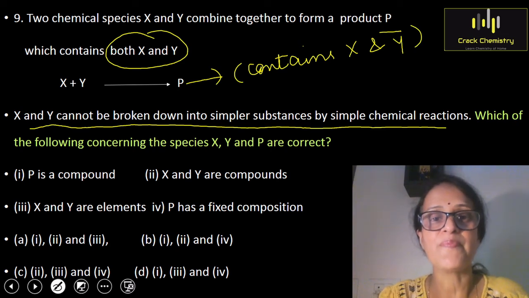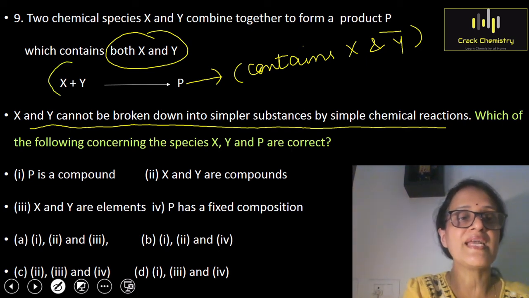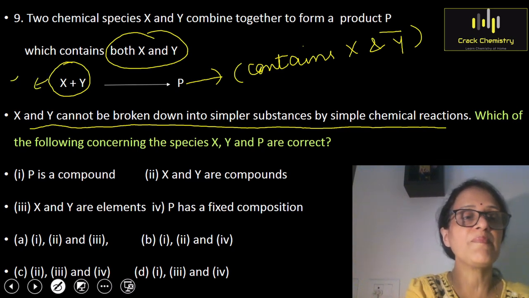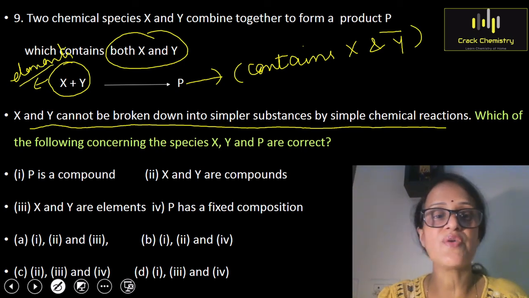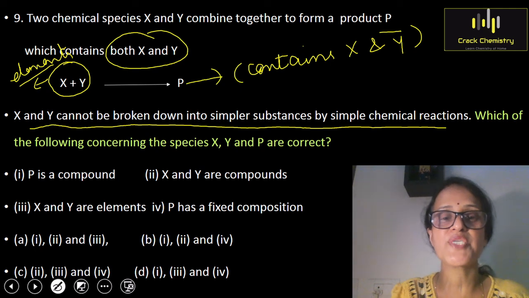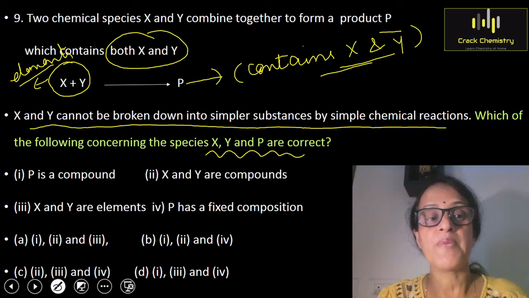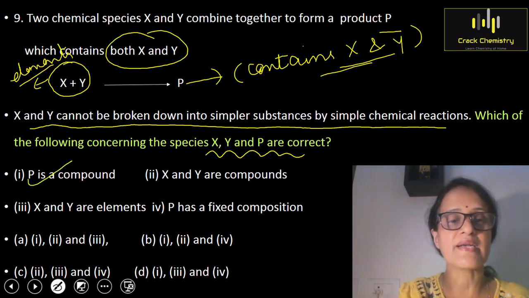So what does it mean? It means that X and Y are elements, because an element cannot be broken down into simpler substances by simple chemical reactions. So you got an idea that X and Y are elements. Now they are asking you which of the following statements concerning the species X, Y and P are correct. The first option is that P is a compound, because P consists of X and Y which are chemically combined in a fixed ratio. So this option is a correct statement.